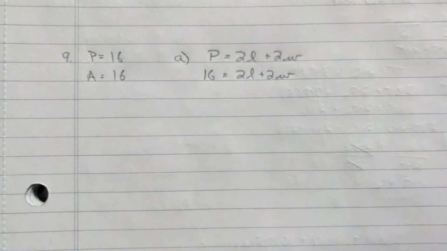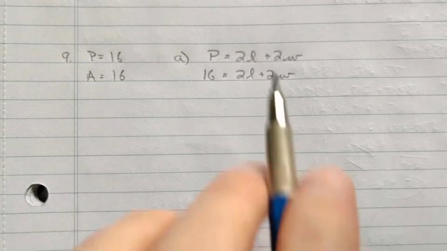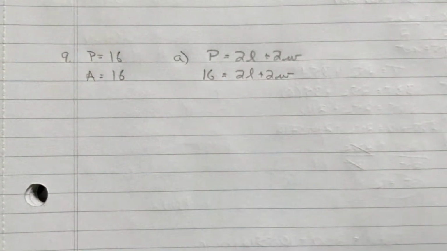Now, we know the perimeter is 16. So we can sub that in. Now, the other value we're given is area, but area doesn't fit into this formula explicitly. So when we go to solve it in the next step, which is B, we can't solve anything. We don't have any values to solve this equation yet.